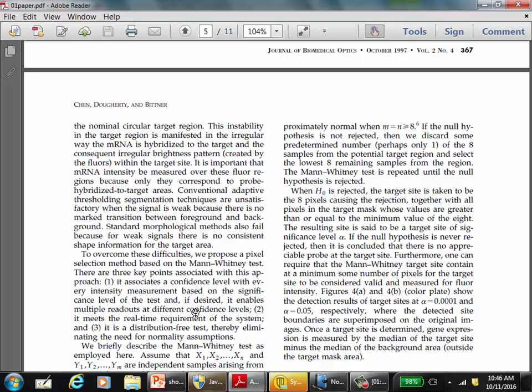And as I said before, if the null hypothesis is never rejected, then you conclude that there is no appreciable probe at the target site. Furthermore, you can also require that the Mann-Whitney target site should contain at a minimum some number of pixels for the target site to be considered valid and measured for fluor intensity. And you have two pictures over here, figure 4a and 4b, that give you examples of what kind of target sites you come up with, depending on what value of alpha you choose.